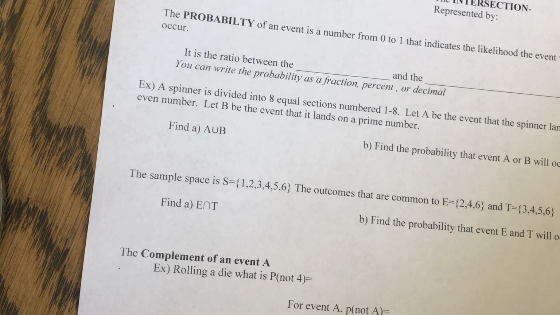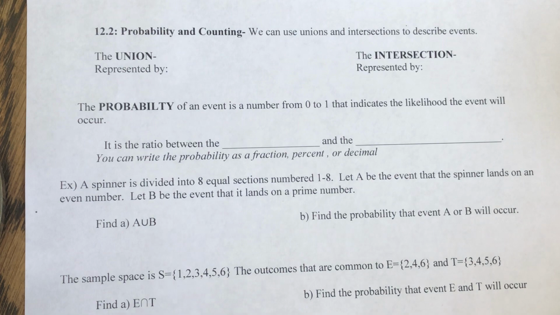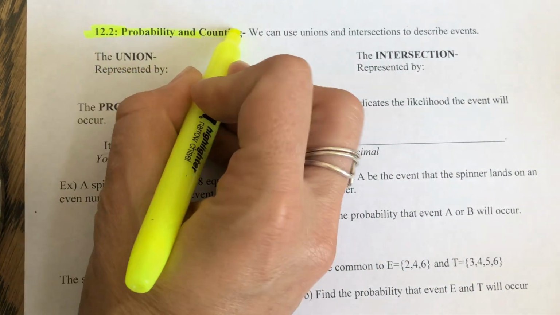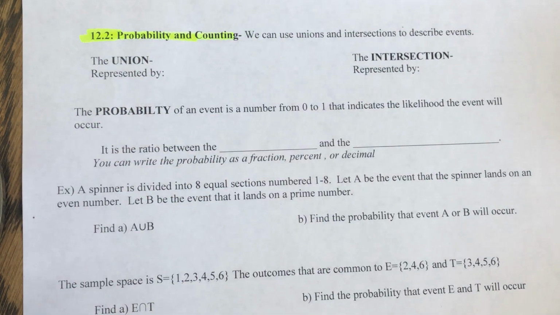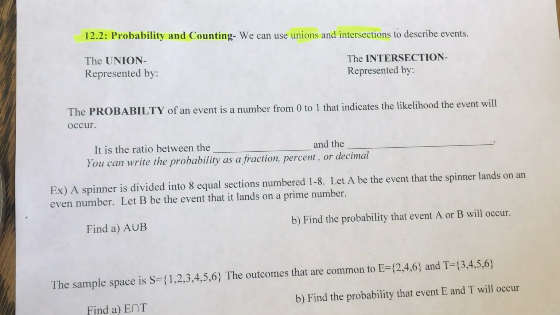12.2, which is pretty simple as well. Okay, it's hard to sit on this floor. All right, so we're doing 12.2, probability and counting. So it says you guys can use union and intersection. I believe you guys learned this in algebra.